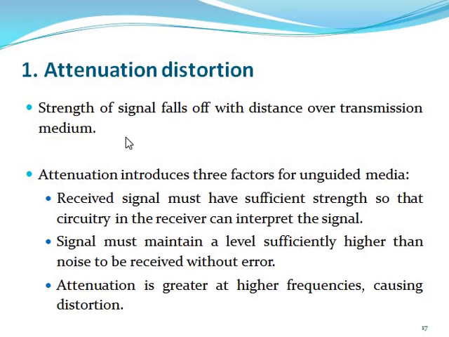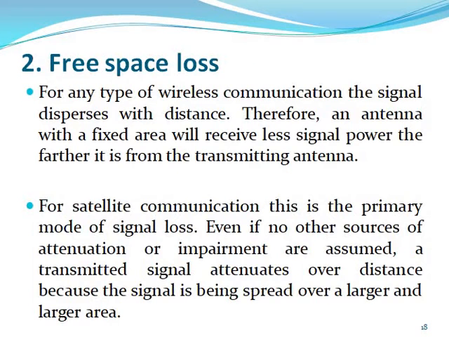The first factor is that the received signal must have sufficient strength so that the circuitry in the receiver can interpret the signal. So what is the first point? When signal strength is very high, at that time the receiver can easily receive and interpret the signal. The signal must be maintained at a level sufficiently higher than the noise to be received without error. So if there is an error in the signal, at that time you have not received the particular signal because the noise is very high. So what is the free space loss?